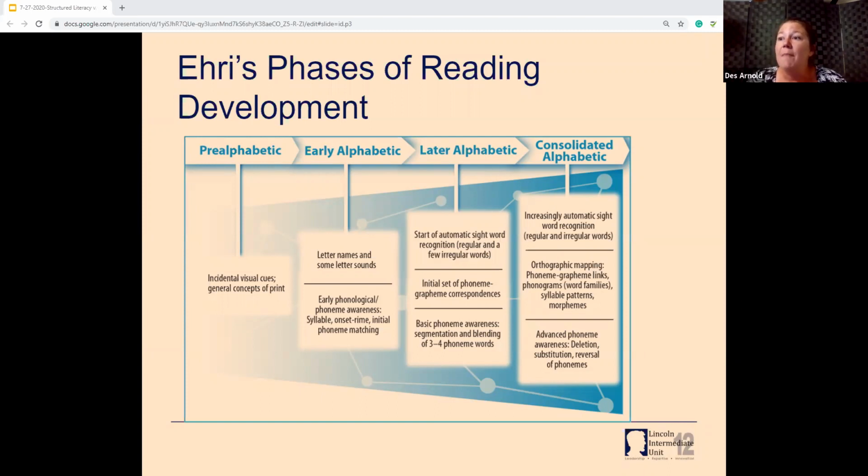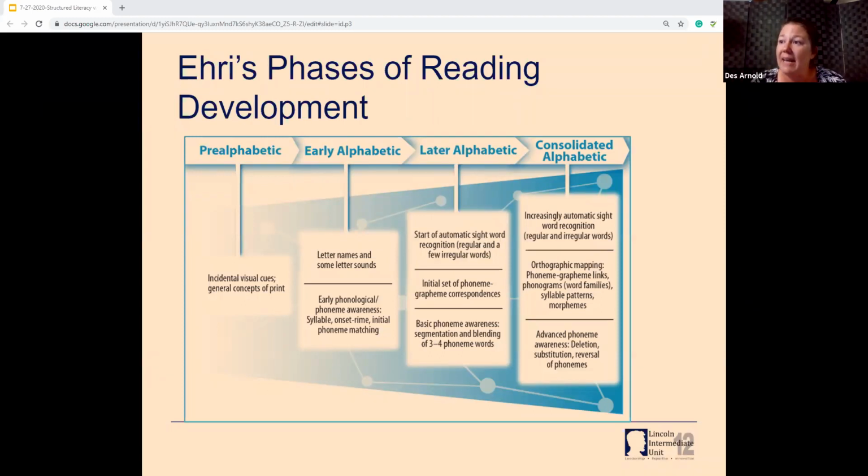In our pre-alphabetic stage, these are our earliest readers. They get general concepts of print and can pick up on incidental visual cues. These are the students who see the golden arches and say, that says McDonald's. Or they see the toothpaste logo that they use at home and say, that says toothpaste. They're able to read logos. They have a general idea of what it means, but they can't actually read yet.